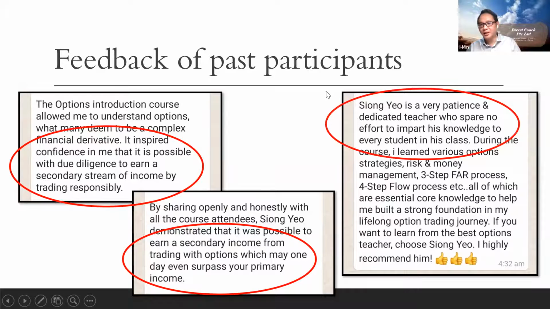Very patient, dedicated teacher. This is the reason why even if you are a beginner, I'm happy to leave you in the good hands of Xiong Yo. As you can see, here's his persona: very patient, you can ask him questions, very dedicated. If you want to learn from the best option teacher, choose Xiong Yo. I highly recommend him. This is the feedback from the past participants who went through the 1-month program, and of course, currently in the options gathering.